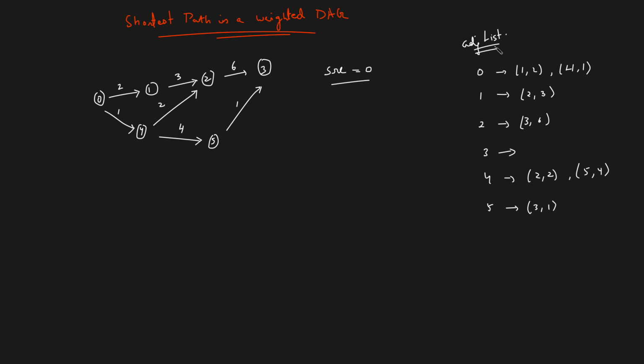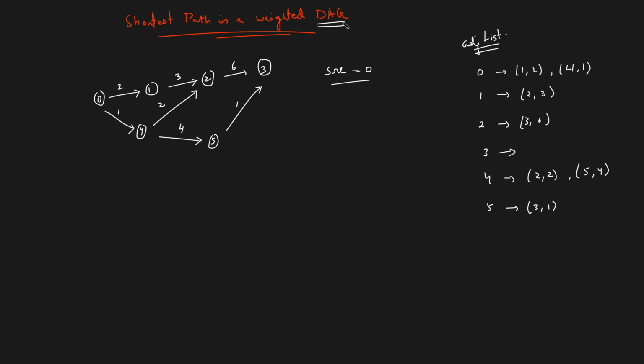Now in order to find the shortest path, your first task will be to find the topological sort for this given DAG. If you don't know how to find the topological sort for a given DAG, I've already explained two methods in my previous videos: the DFS method and the BFS method. So go back and watch those previous videos, you will get the method. Once you have seen the topological sort, you can come back and rewatch this.